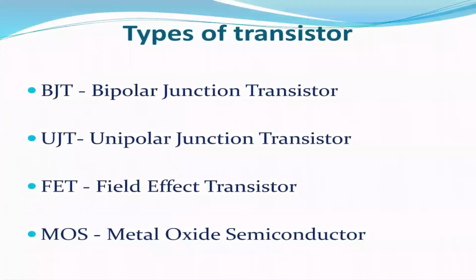And what are the types of transistor? One is BJT, UJT, FET, and MOS. These are the main categories of a transistor. So BJT is bipolar junction transistor and UJT is unipolar junction transistor. FET is field effect transistor. MOS is metal oxide semiconductor, as we have already seen in the previous slide.